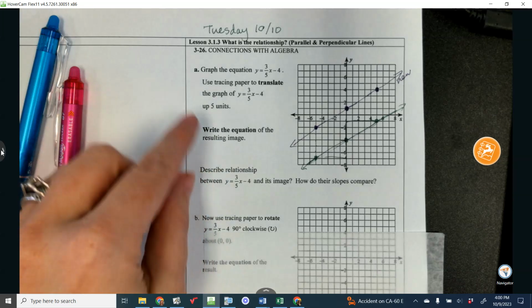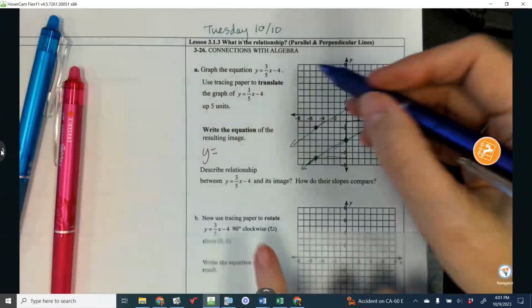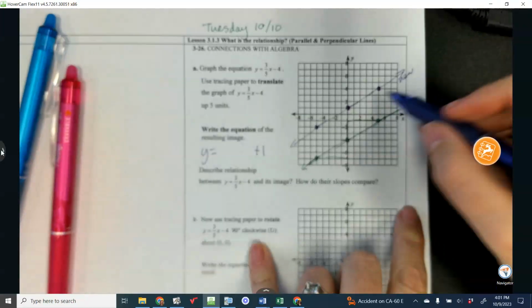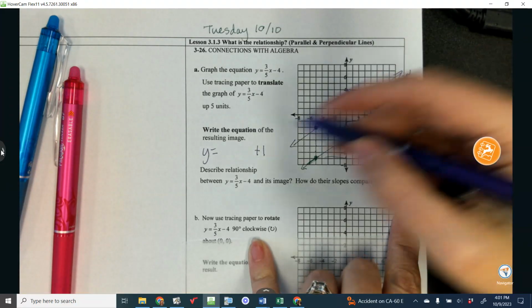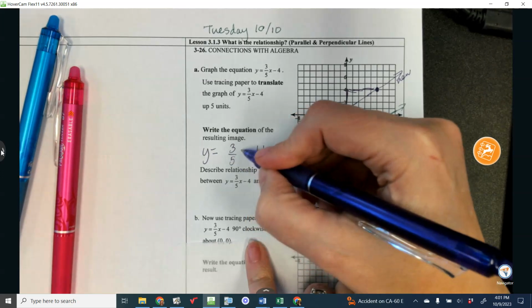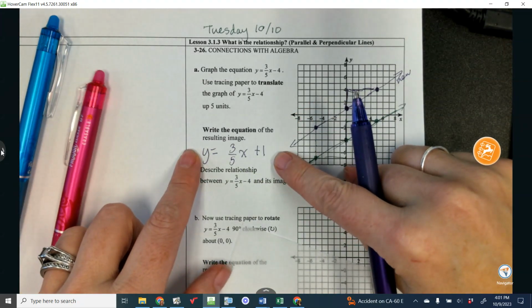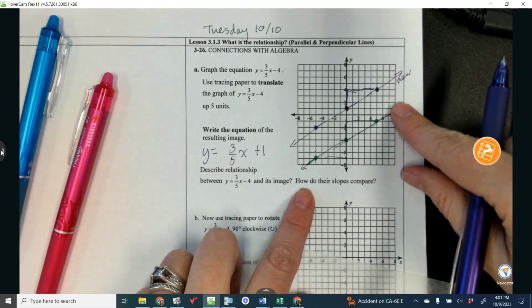Okay. So then it says write an equation. So new y equals, my y-intercept is 1, so +1, and my slope is 3 over 5. So now you can use point slope form to write this equation if you prefer, but this one's a little bit easier.